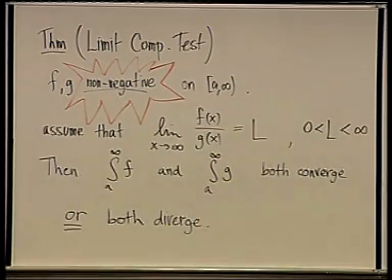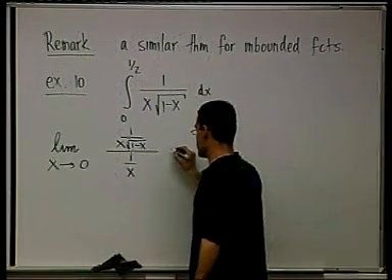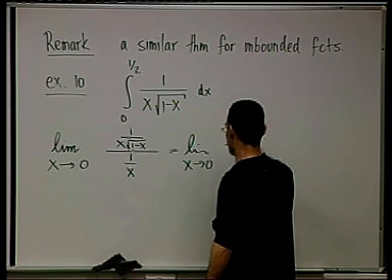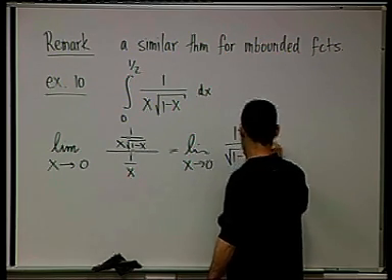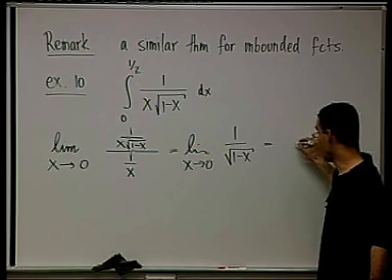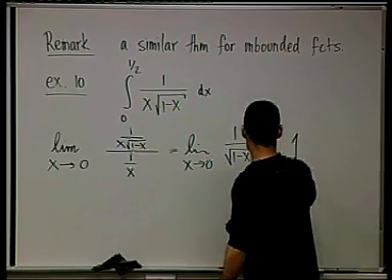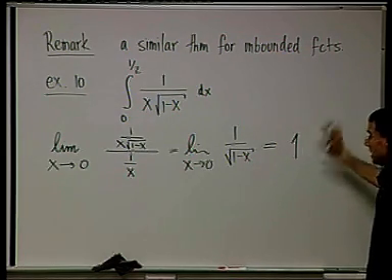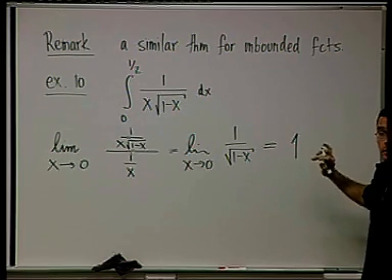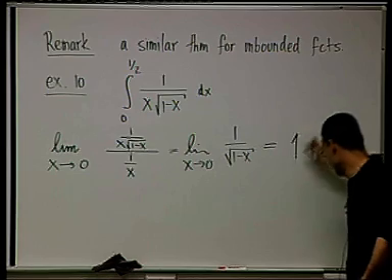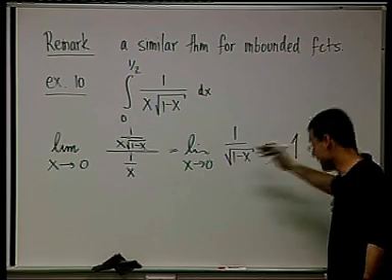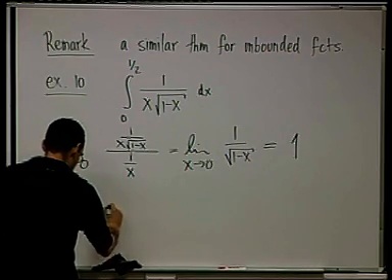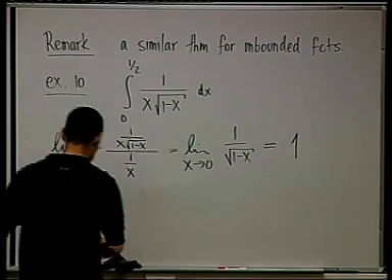So what's this limit? This x and this x cancel out, so I get the limit as x goes to 0 of 1 over root 1 minus x. And what is this limit? 1. What do I care about? What's the property of 1 that I care about here? It's a number between 0 and infinity. That's all I care about. I don't care what exactly I got. I only care that it has a limit which is between 0 and infinity. So 1 is between 0 and infinity.